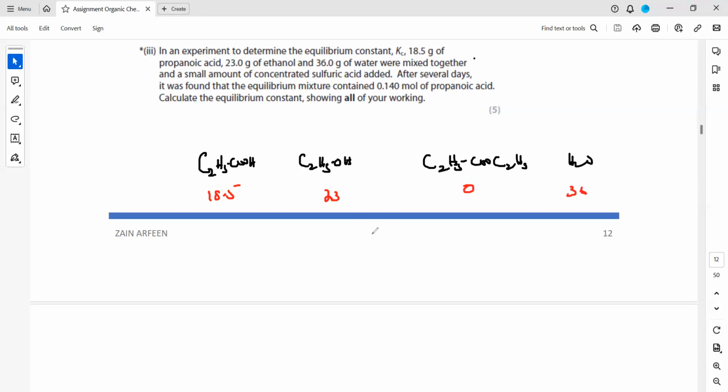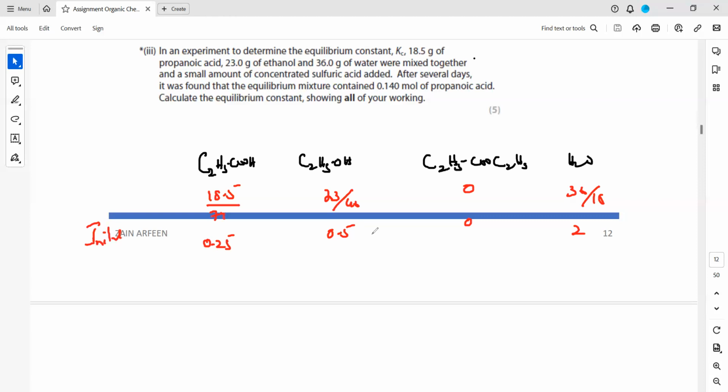First, we find the moles. How to get the moles? We divide by the molar mass. This one is 74, so this will give us initial moles of 0.25. This will be divided by 46, so we get initial moles of 0.5. This will remain 0, and this will be divided by 18, so initial moles 2. These are the initial moles.